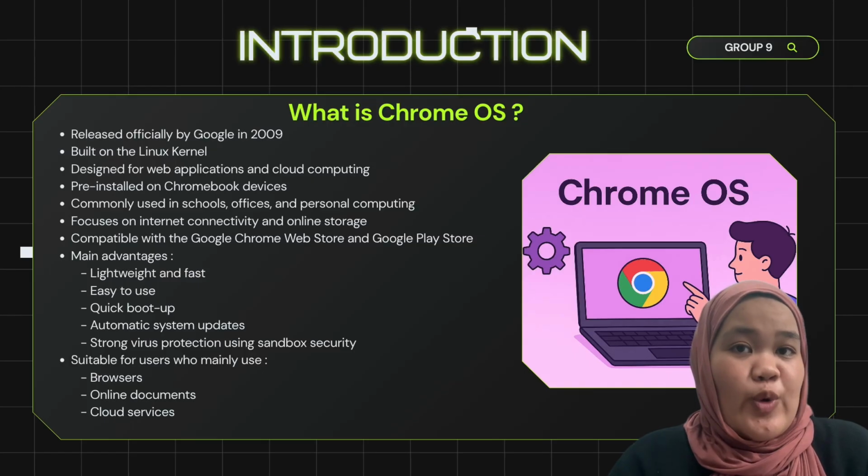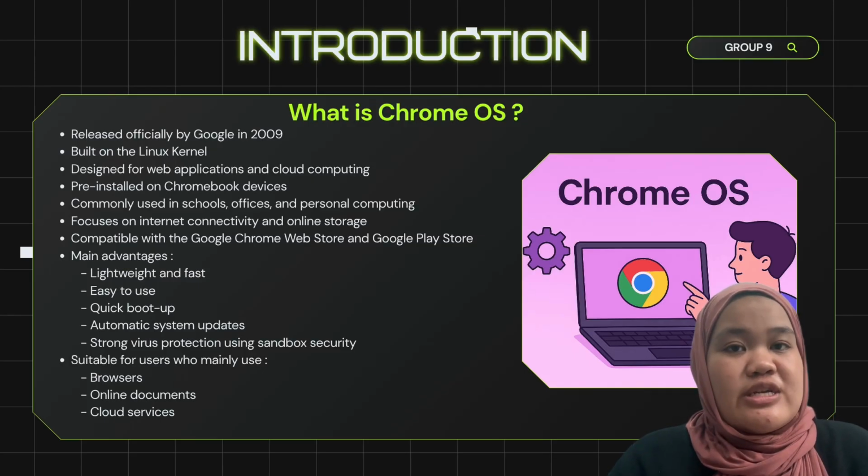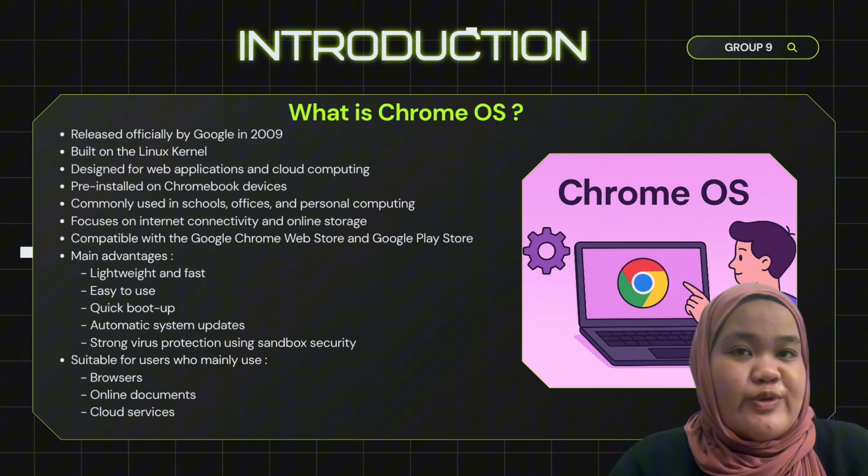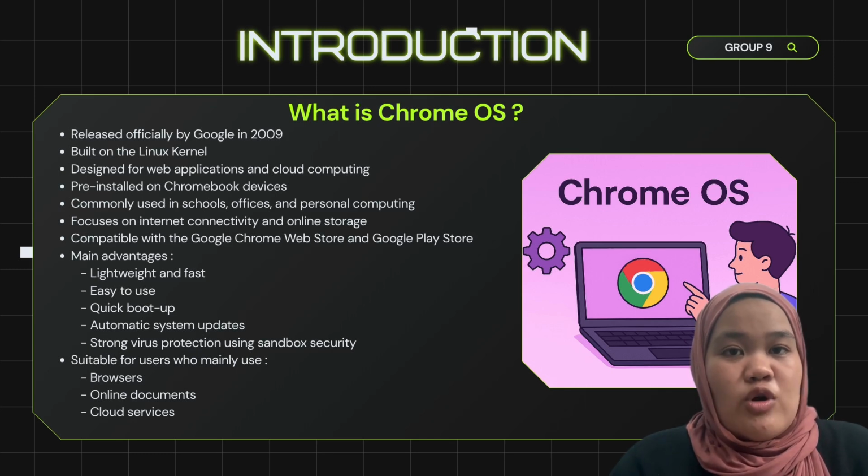I would like to introduce Chrome OS. Chrome OS was officially released by Google in 2009. It is built on the Linux kernel and was designed mainly for web applications and cloud computing. Chrome OS is pre-installed on Chromebook devices and is commonly used in school, office, and for personal computing.